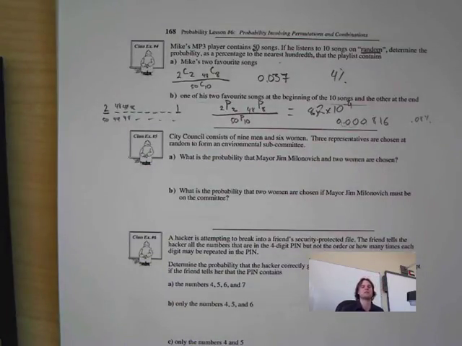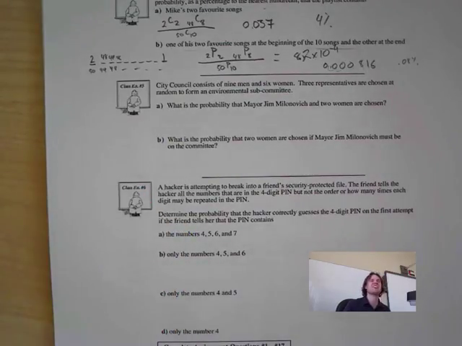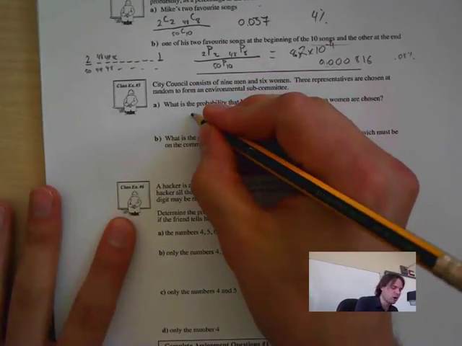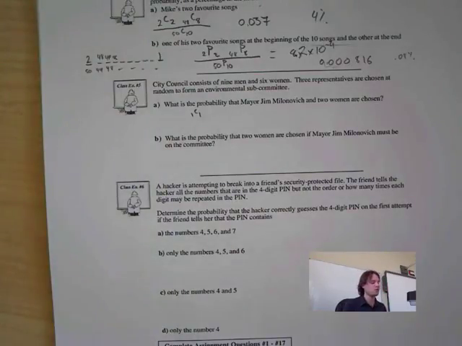We're looking at the city council. So city council consists of 9 men and 6 women. 3 representatives are chosen at random from an environmental subcommittee. So what is the probability that Mayor Jim Milanovic and 2 women are chosen? So this is an interesting thing. Mayor Jim Milanovic is 1 person, so it's 1 out of 1. So this one right here, if you're making a council, order doesn't matter. As long as you're chosen, you're on, it's good. There's no hierarchy. So out of 1, we want Mayor Jim Milanovic. So he's actually a boy, but we're only looking, he is 1 person.